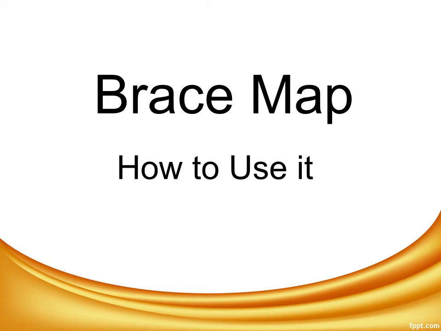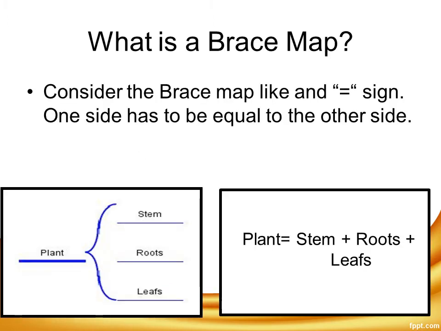In this video, we'll be discussing how to use the brace map. When using the brace map, you should look at it like an equal sign. As in the example provided, plant is divided into stem, roots, and leaves. If you added up the stem, roots, and leaves, it would be a plant.